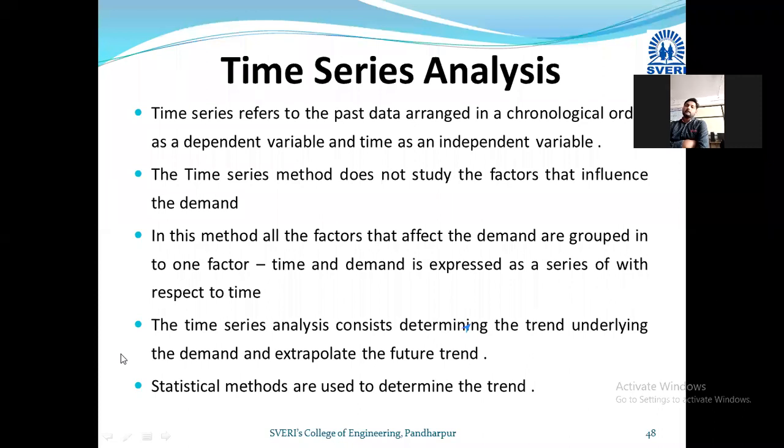Next point, the time series analysis consists of determining the trend underlying the demand and extrapolating the future trend.